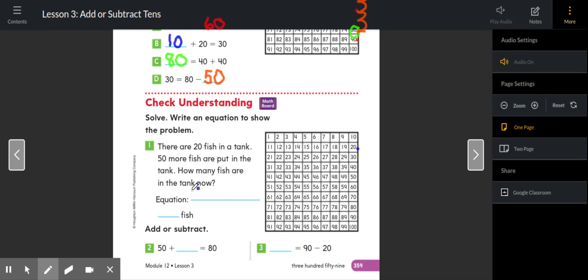So let's think about it. There are 20 fish in the tank. Are we adding or are we taking away 50 fish? We're definitely adding them. We couldn't take them away because we don't even have 50 to start with. So 20 plus 50, and then let's figure out what that is.